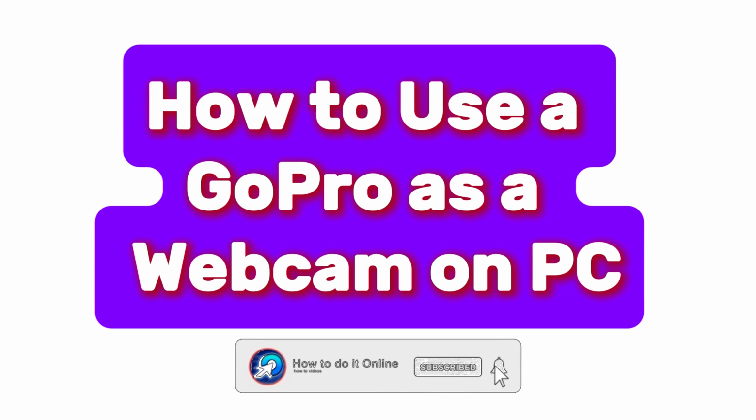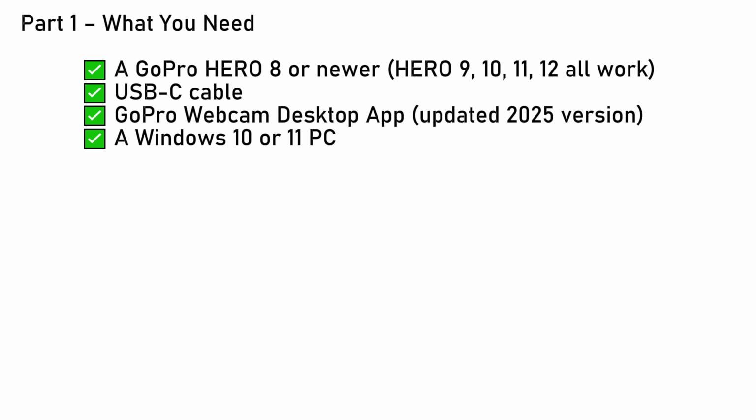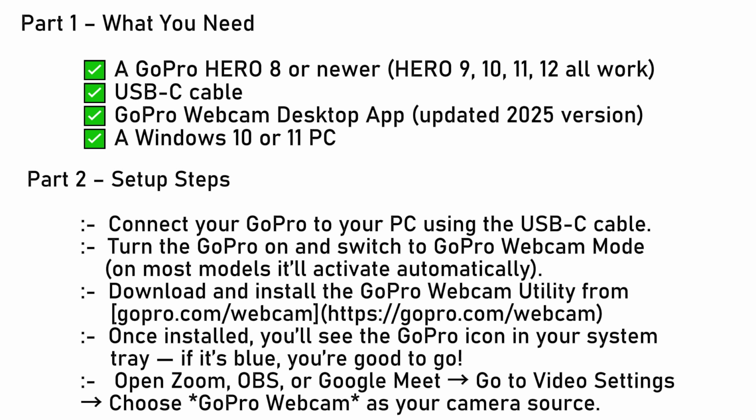In today's video, I'm going to show you how to use a GoPro as a webcam on PC. So part 1, what you need. So here's what you need. A GoPro Hero 8 or newer, Hero 9, 10, 11, 12, they all work, a USB-C cable, the GoPro webcam desktop app, the updated 2025 version, and a Windows 10 or 11 PC. So let's set it up.